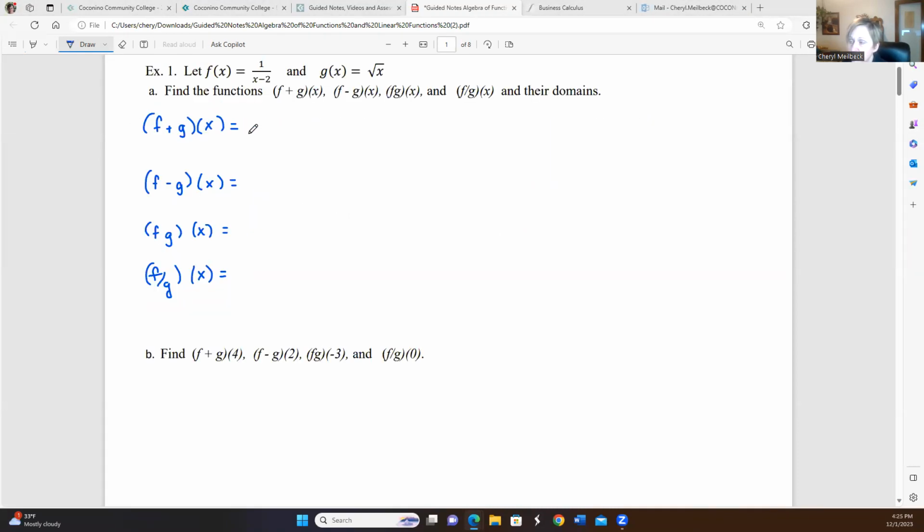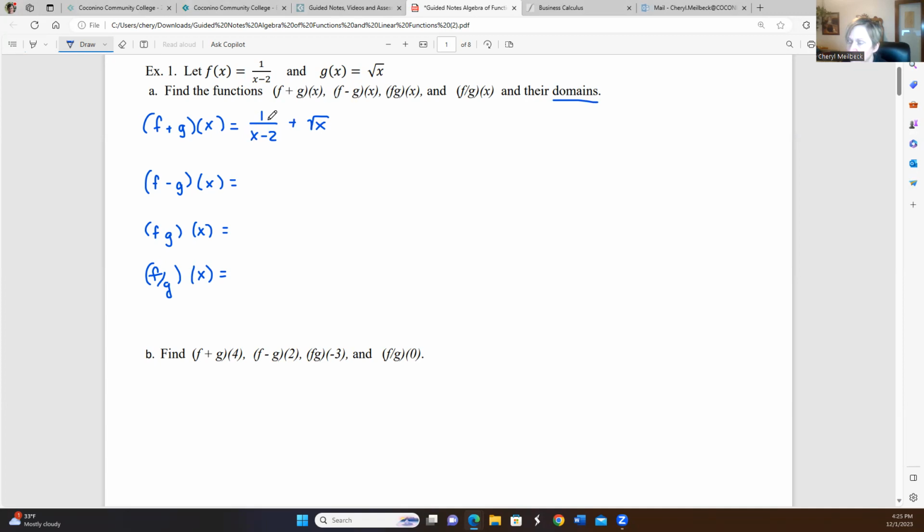So for f plus g of x, we would be looking at adding my f of x function, 1 over x minus 2, plus my g of x function, which is the square root of x. At this point, we won't ask you to simplify, and you're done. That's all that's required. But it does want us to look at the domains.